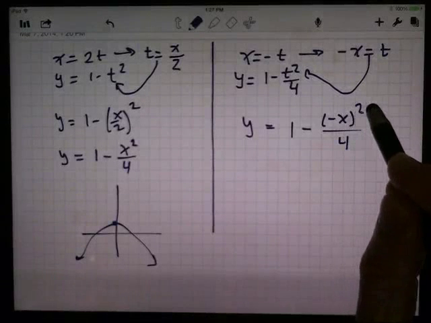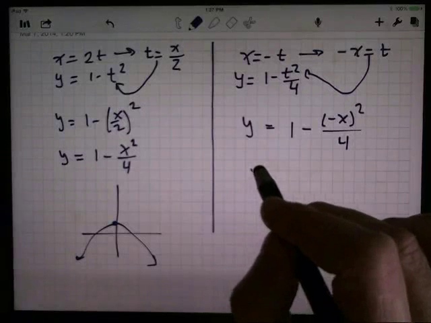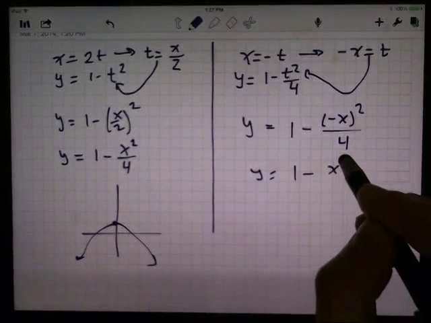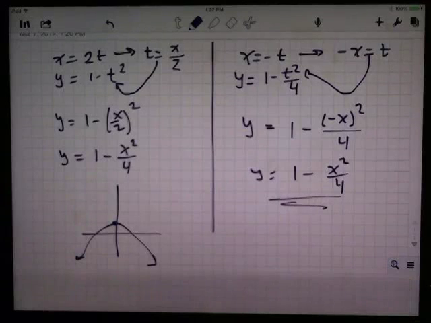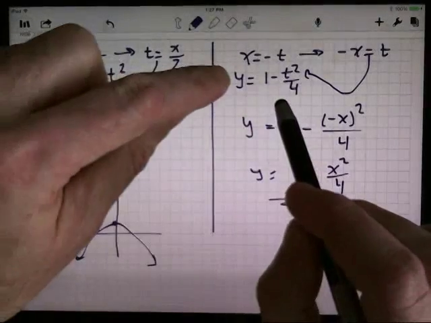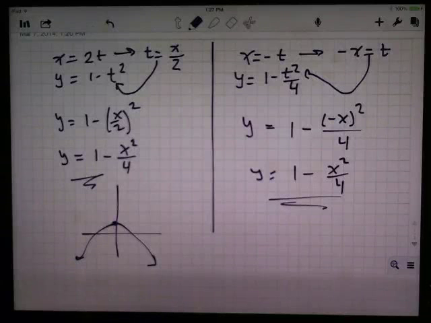Well, -x squared is the same as x squared, so I've got y equals 1 minus x squared over 4, and what I see is that this equation I ended up with is the same as the equation that I had over there. So both of these sets of parametric equations describe the same parabola, but as we saw, they describe it in different ways. They describe motion along it in opposite directions at different speeds. Okay? But yet we can see we are tracing out the same parabola.